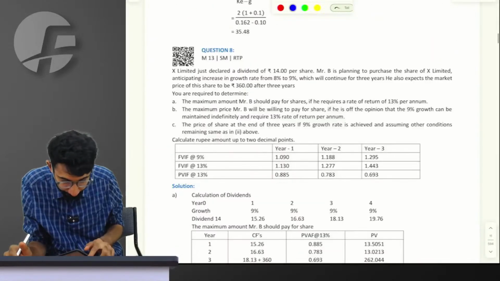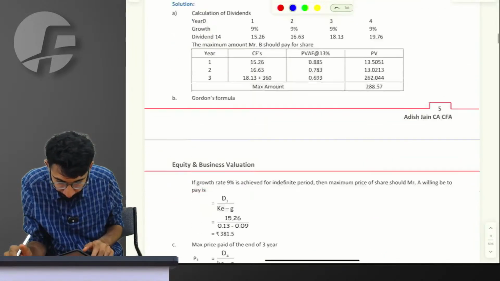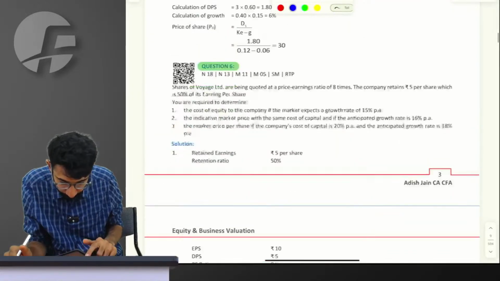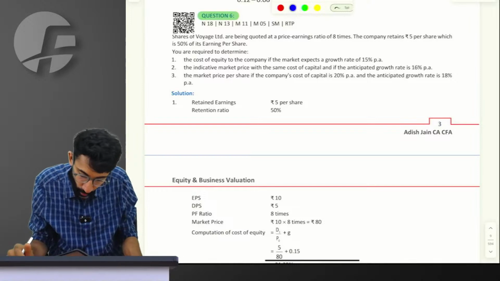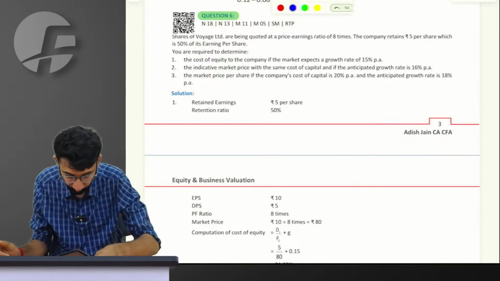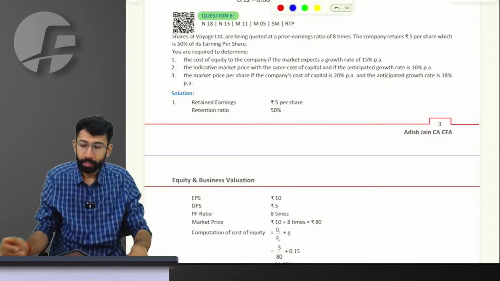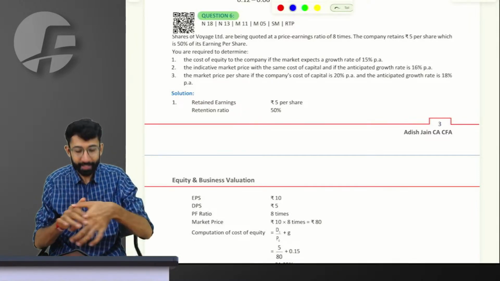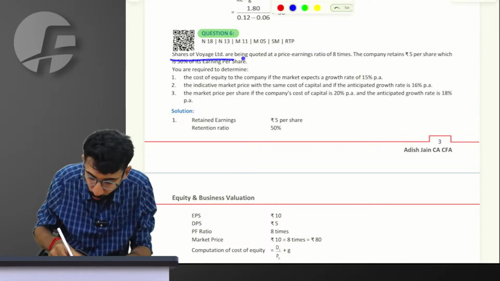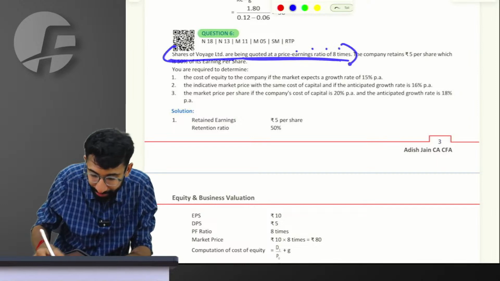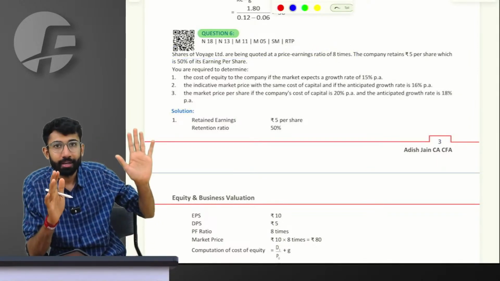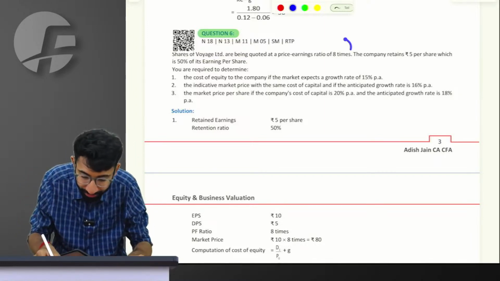Needs to be done on the notebook. Quick. Everyone, let's come to question number 6. Let us start reading. We'll do it in the notebook. Shares of Voyage Limited are being quoted at a P/E ratio of 8 times. Sir, what does this line mean? This line means that there is a company in the market whose P/E ratio is 8 times.